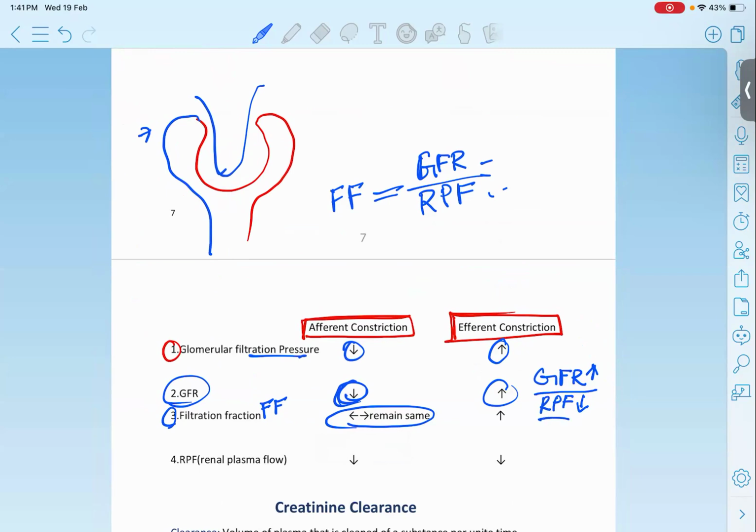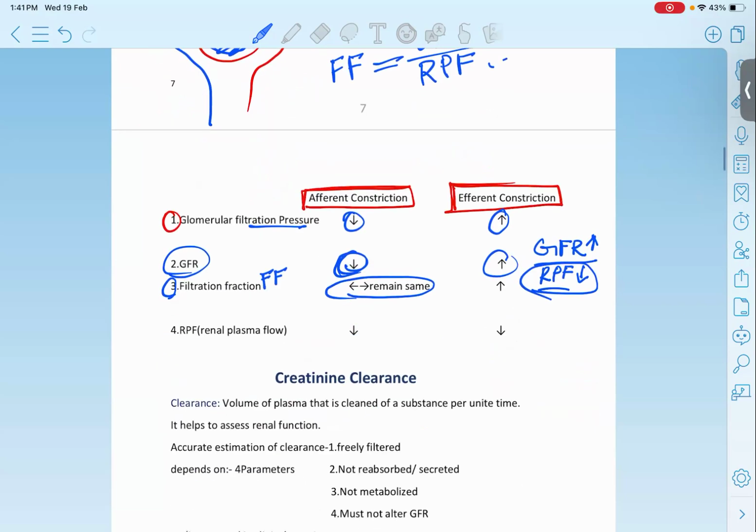But why is renal plasma flow decreasing? Because renal plasma flow happens in one cycle. That means blood has to come through the afferent, then pass through the capillary network, and then come out through the efferent. But here is the obstruction, so blood is not able to come out through the efferent capillary. So renal plasma flow will decrease. Since the numerator is increasing and the denominator is dropping, the filtration fraction will increase.